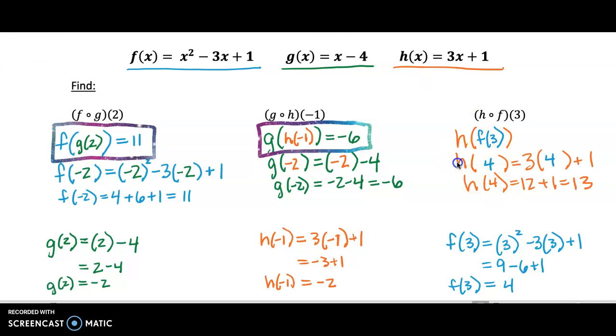Okay, so you should have plugged in 4, your output for f of 3, into the h function. And so I rewrote it, leaving a space for the 4 where all the x's are, and plopped that in, and then did 3 times 4 to get 12, plus 1 is 13. So h of f of 3 is equal to 13. So that is our final answer there.